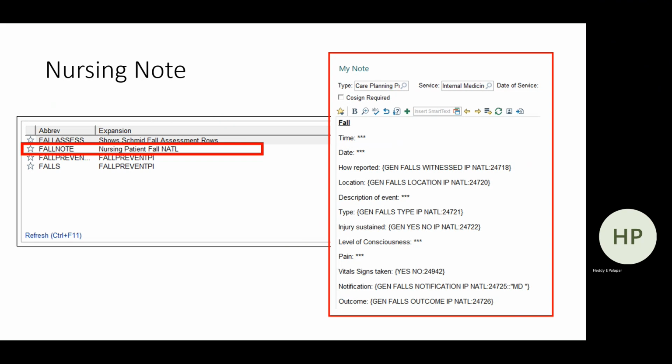Region has created a general post-fall note smart phrase. You all have access to this smart phrase. This is a great resource to capture the sequence of events and nursing interventions that were taken in response to the patient fall. The smart phrase is called fall note.